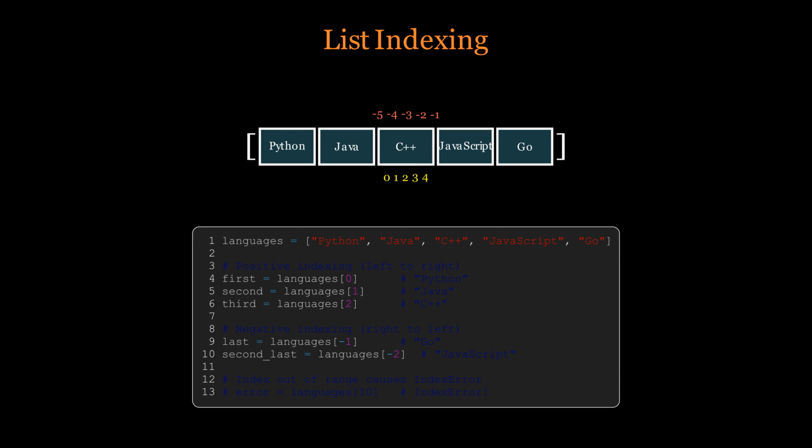Remember, accessing an index that doesn't exist raises an index error. Index 0 accesses the element Python. Index 1 accesses the element Java. Index -1 accesses the element Go. Index -2 accesses the element JavaScript.